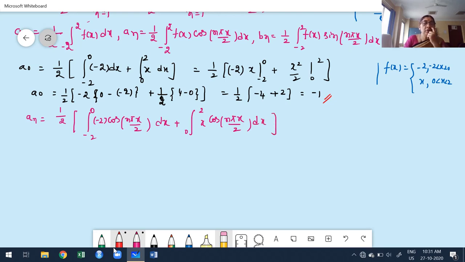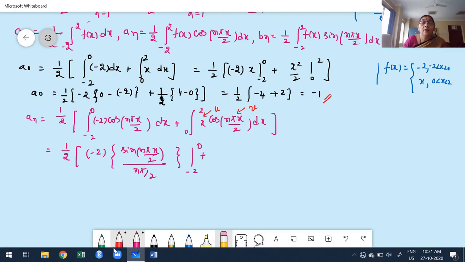The first term you know how to integrate, but for the second term you go for the UV rule. Which one is u function? As usual, x is u function. This is v function, because after the first derivative, x is 0. Now from the integration, minus 2 is a constant. What is integration of cos of n pi x by 2? Sine of n pi x by 2 divided by the coefficient of x, n pi by 2. What's the limit here? Limit is minus 2 to 0.